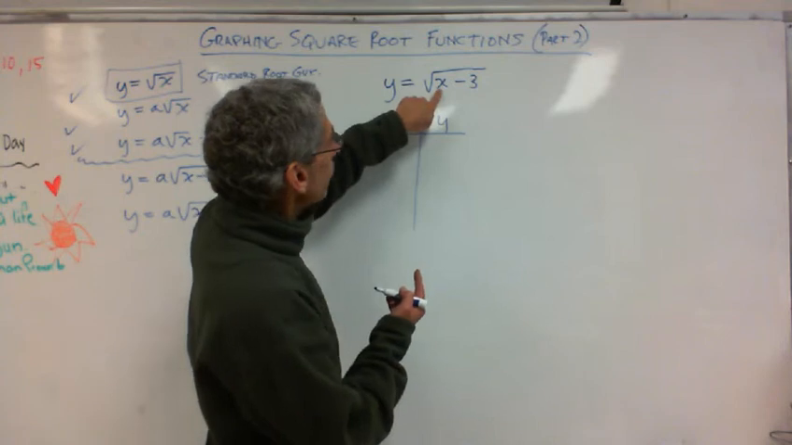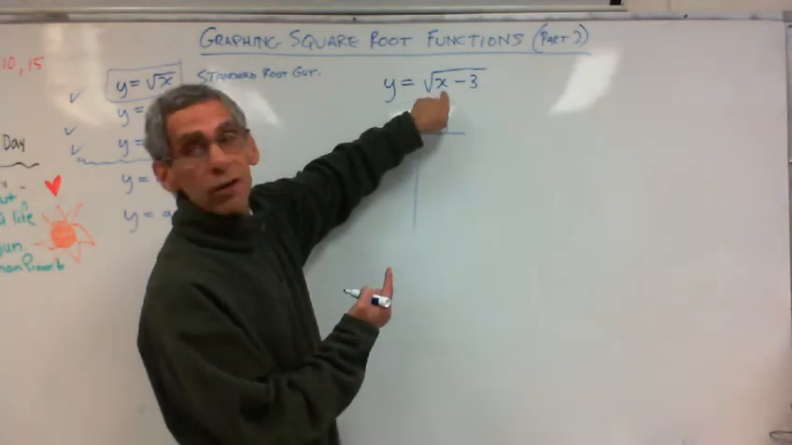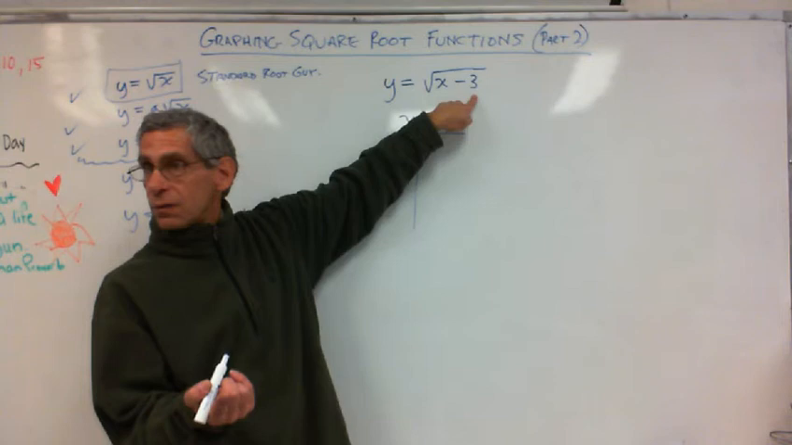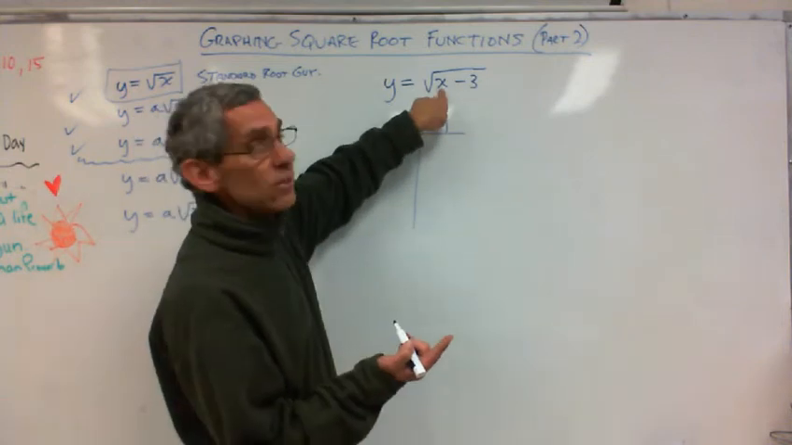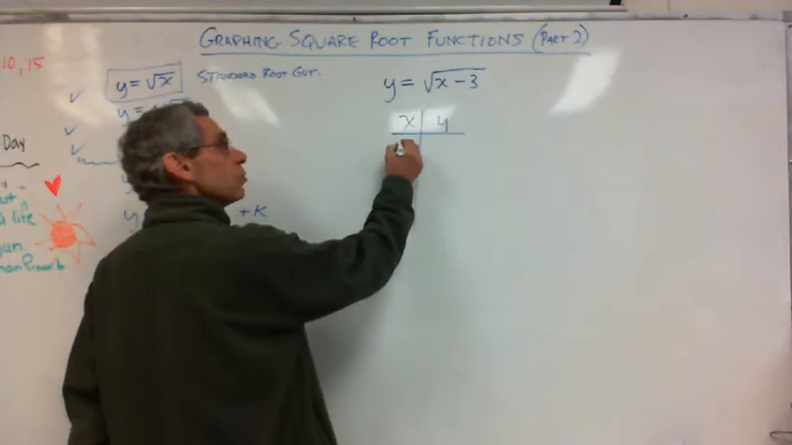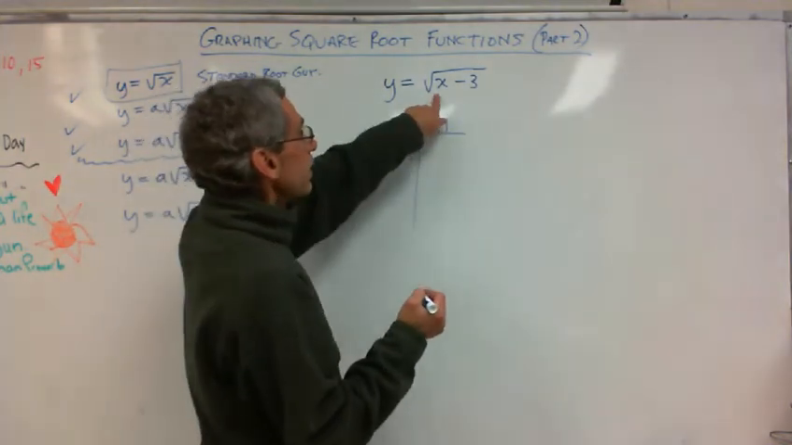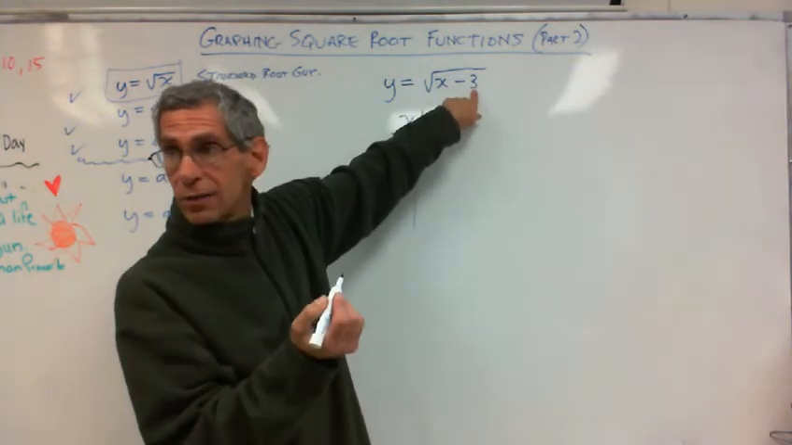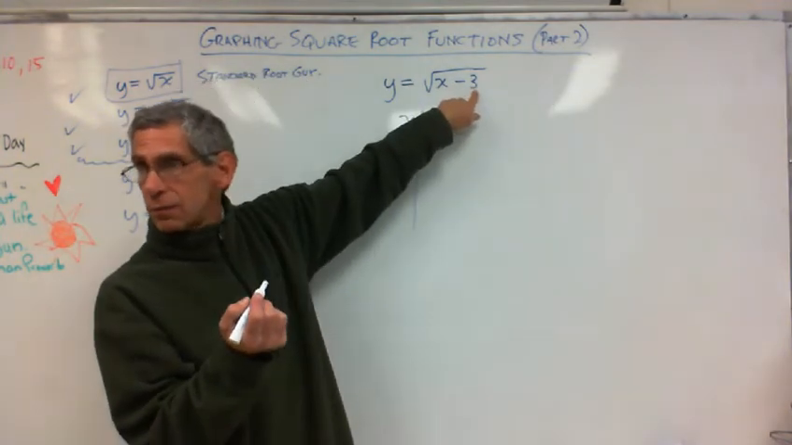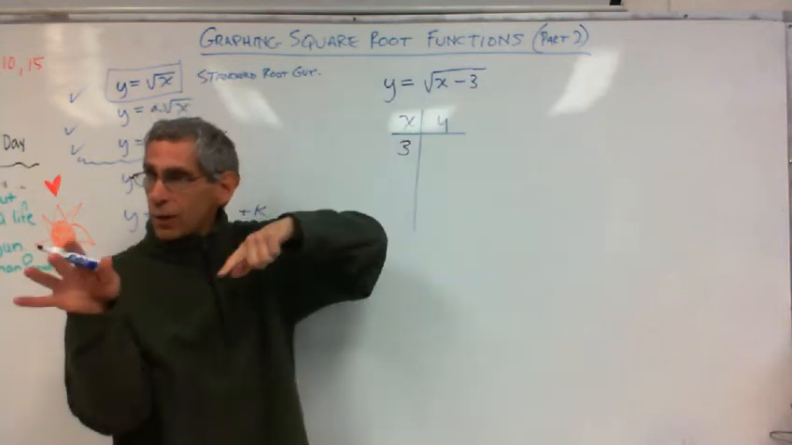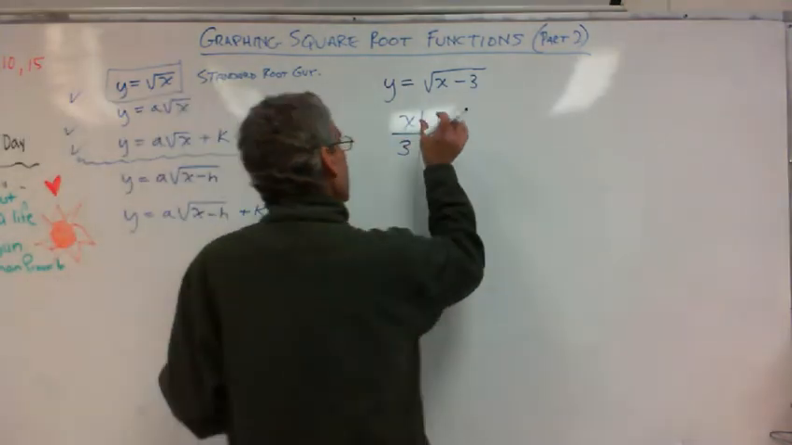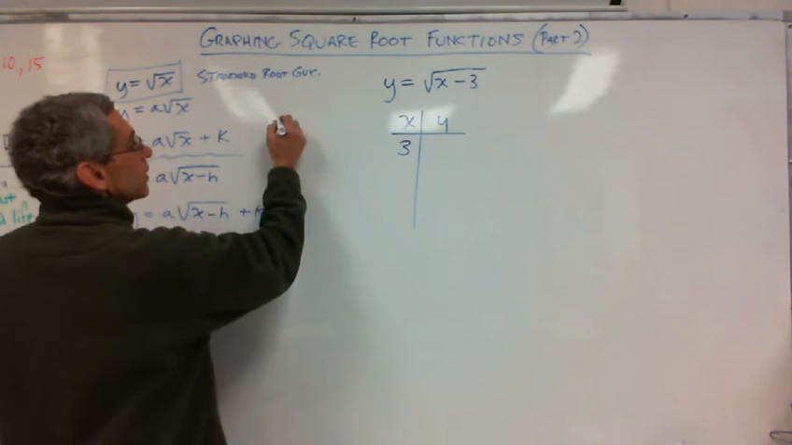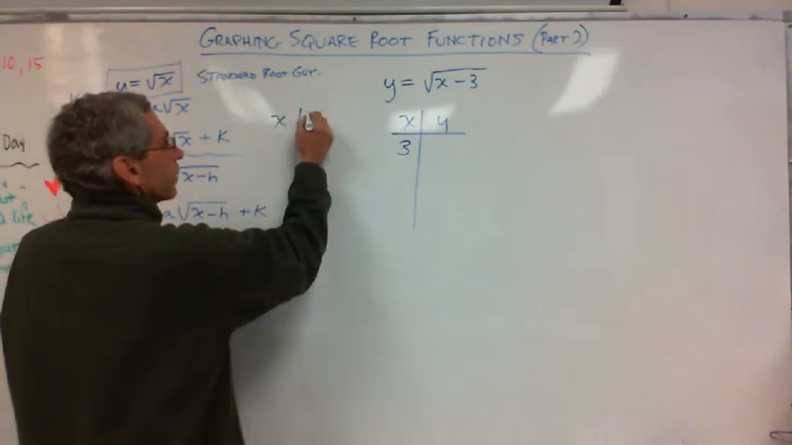If I had x equal to 3 here, then I'd have the square root of 0. And that's easy. The square root of 0 is 0, right? So when x is 3, y is the square root of 0, which is 0. Am I losing you? I just see a few blank looks. Basically, the idea is, if I had standard root guy says this, right?